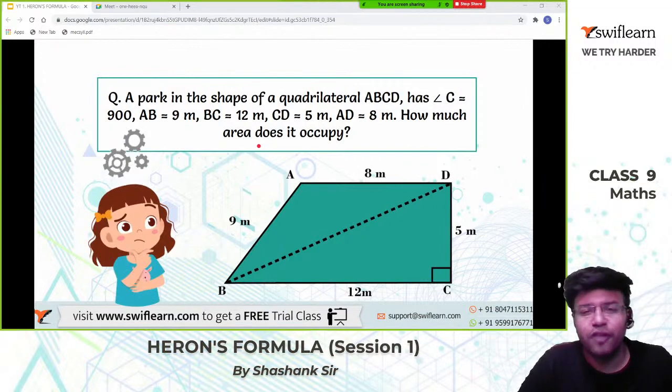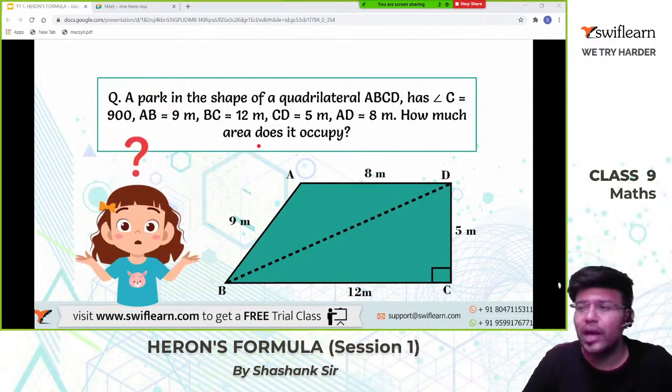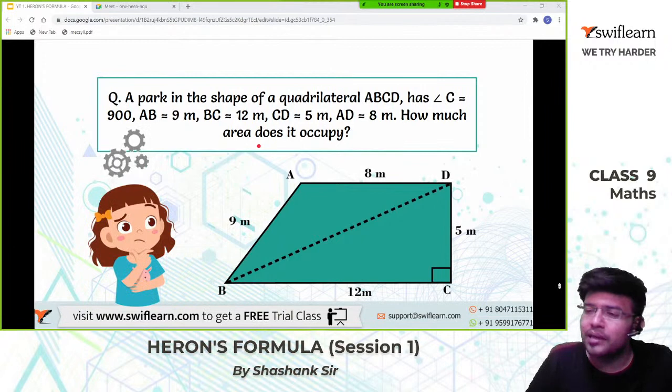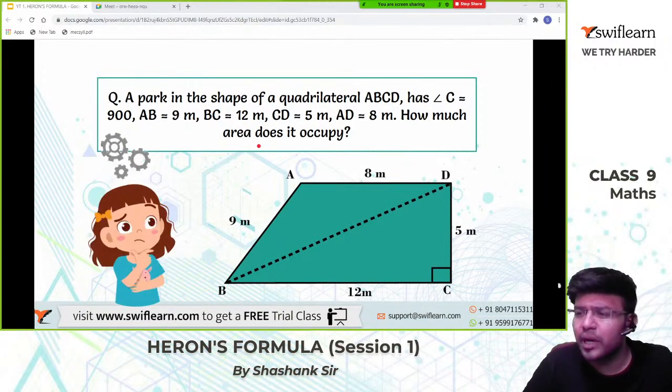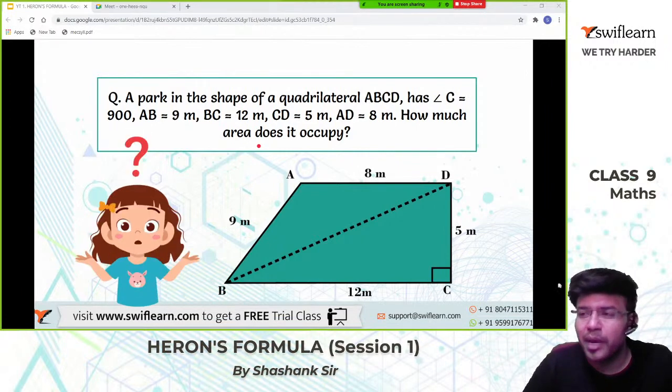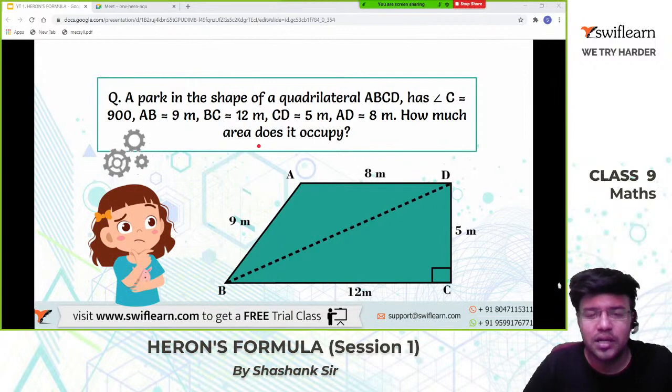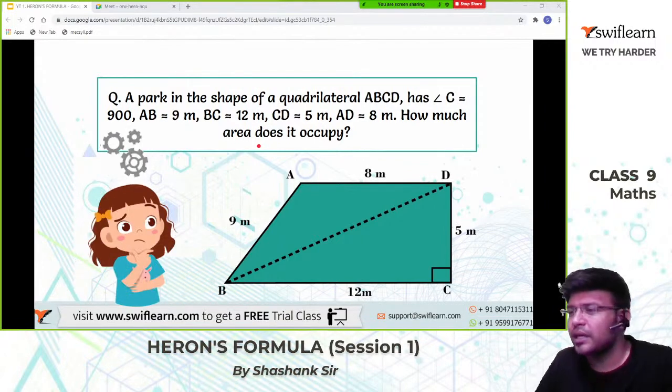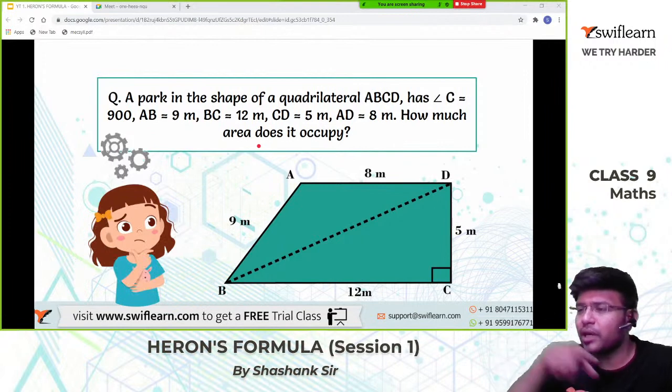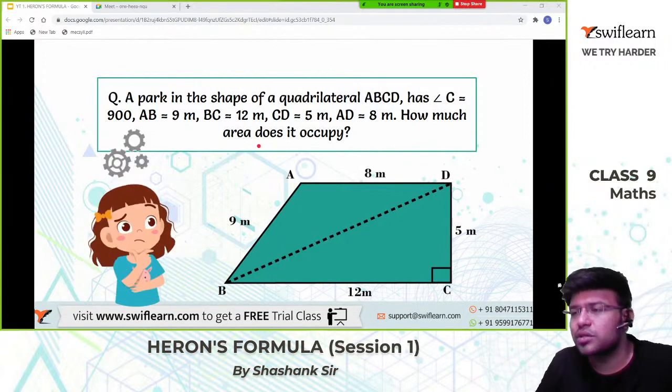Just to brief you, what is Heron's formula? It is used to find the area of a triangle when the sides of the triangle are known, and the formula is square root of s into s minus a into s minus b into s minus c. Where, what is s? Can you comment in the chat? Yes, s is nothing but the semi perimeter. Its value is a plus b plus c by 2, meaning the total perimeter divided by 2.